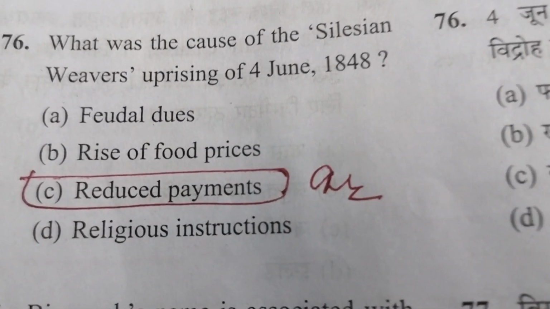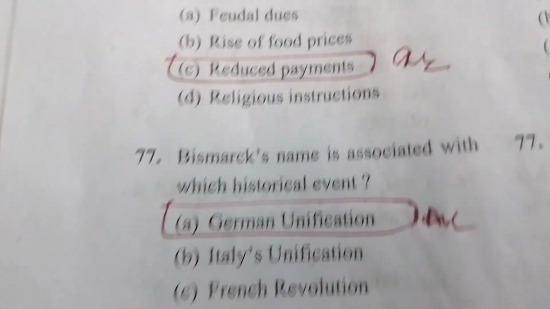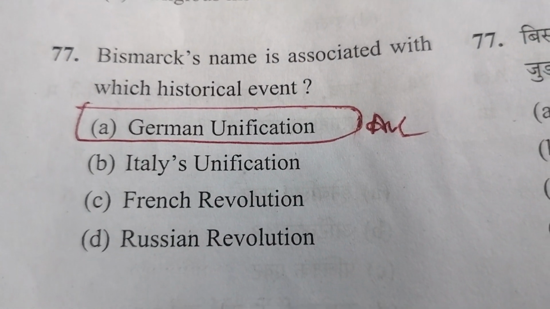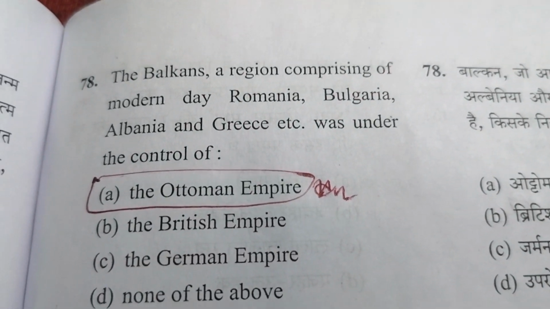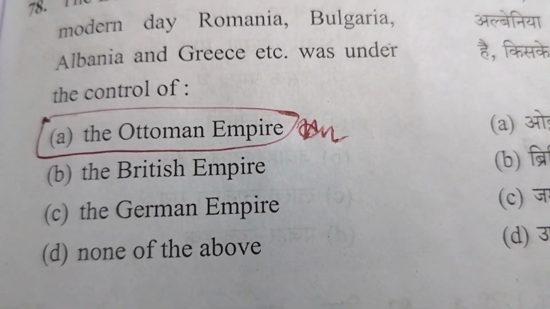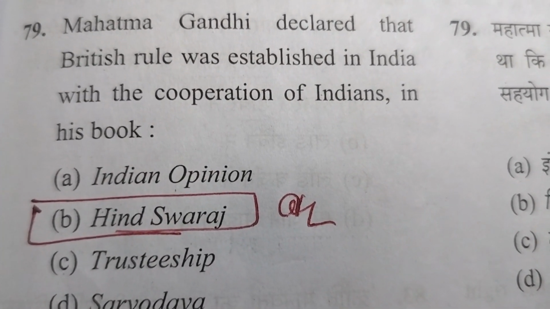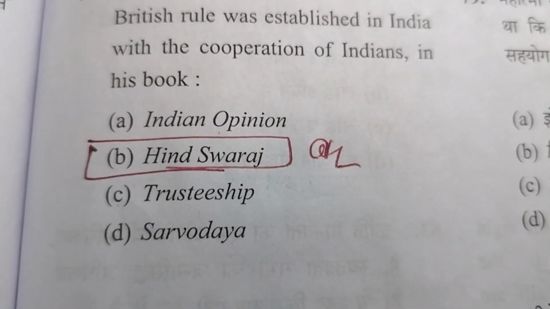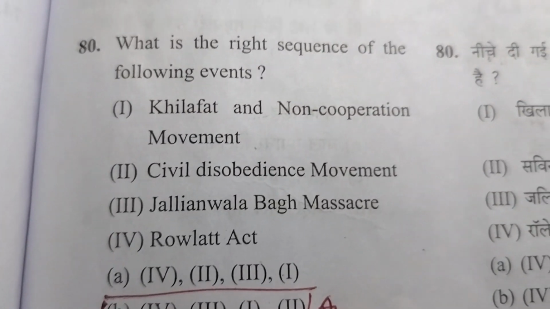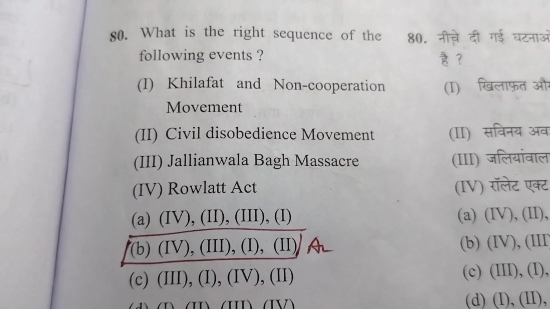76. What was the cause of the Silesian Weavers' uprising of 4 June 1848? C. Reduced payment. 77. Bismarck's name is associated with which historical event? A. German unification. 78. The Balkans, a region comprising modern-day Romania, Bulgaria, Albania, Greece, etc., was under the control of A. Ottoman Empire. 79. Mahatma Gandhi declared that British rule was established in India with the cooperation of Indians in his book B. Hind Swaraj. 80. What is the right sequence of the following events? B. 4th, 3rd, 1st, 2nd.